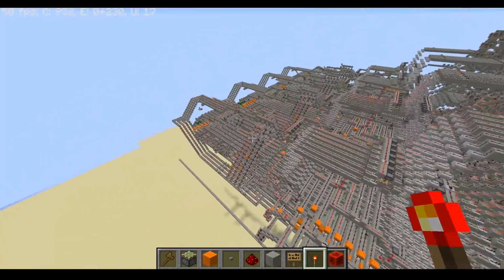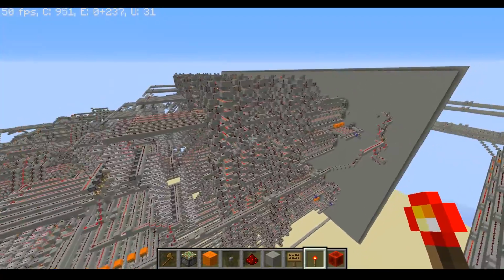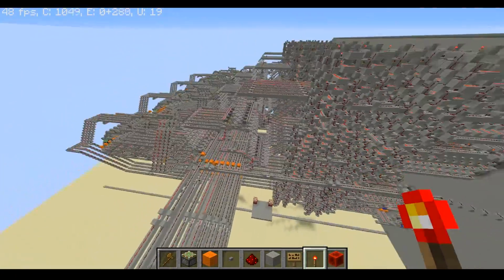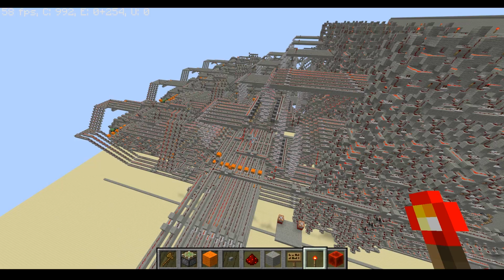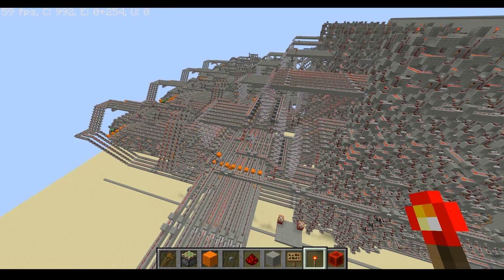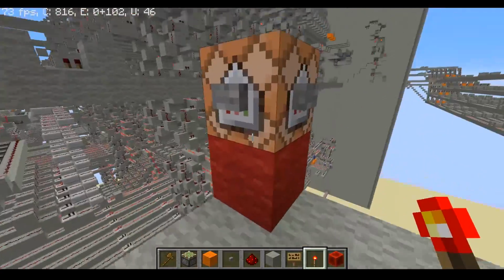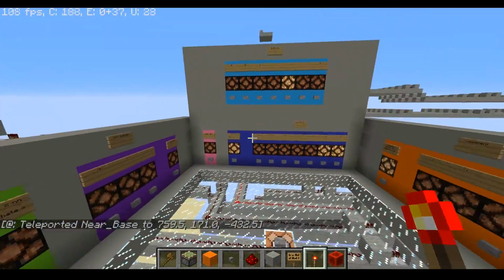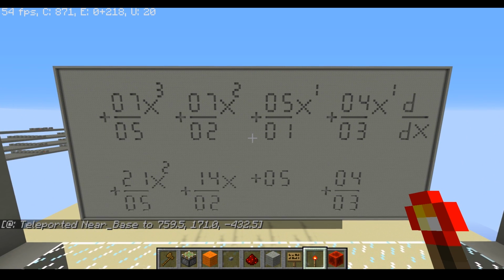This includes the ALU, how it inputs the value, and the display unit. I'm also going to be going over what a derivative and integral is and how to calculate that, and how that applies to Minecraft Redstone, as well as the user interface. So with all that said, let's get started.